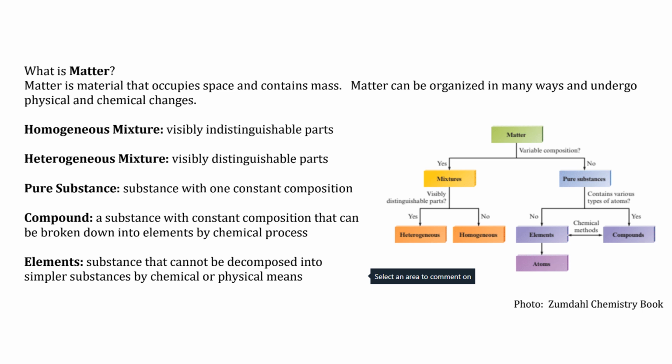If it's a compound, it's a substance with a constant composition that can be broken down into elements by chemical processes, and an element is a substance that cannot be decomposed into simpler substances.